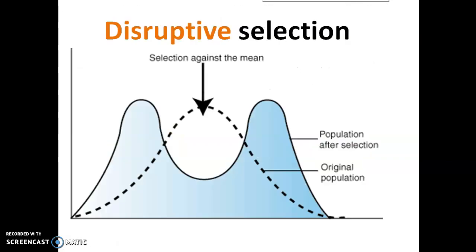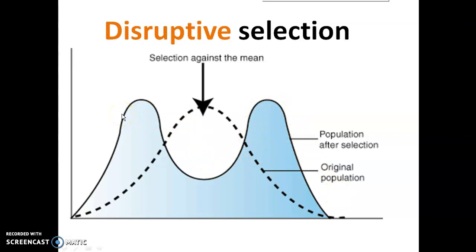Basically the words of what I just said. And then disruptive selection, okay, this is going to be the opposite of stabilizing selection because instead of hating on the extremes, it's going to favor the extremes.